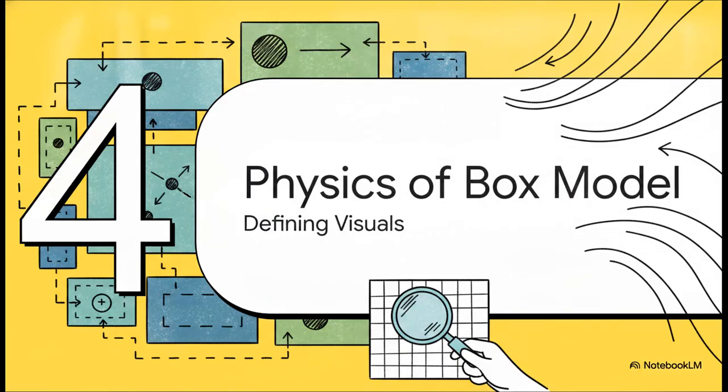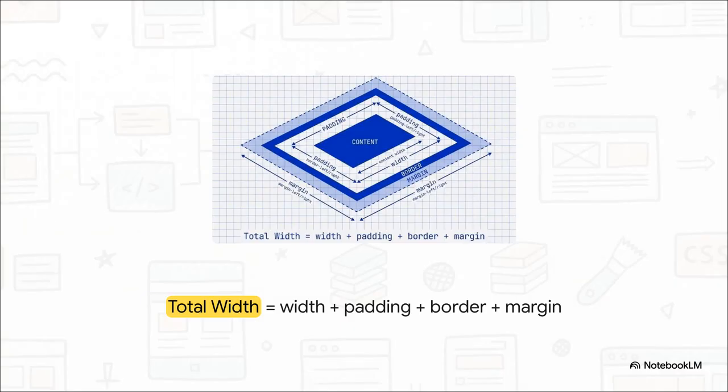Section 4. Physics of the box model. Defining our visual vocabulary. If there is one fundamental truth of the web, it's this. Every single element on your page is an invisible box, period. And its total physical width on your screen is strictly calculated by adding together its core content width, the inner padding, the border, and the outer margin. Seriously, if you don't respect this math, your layout's going to break every single time.